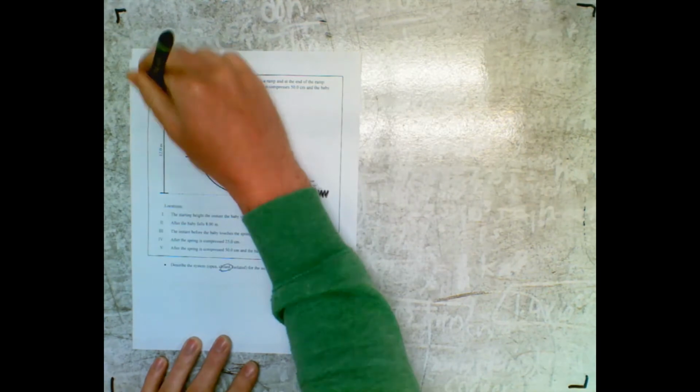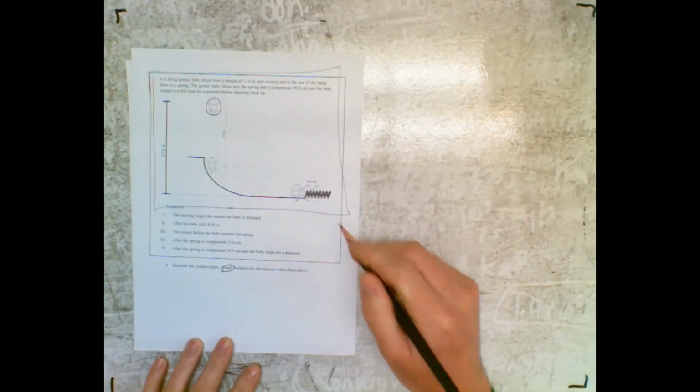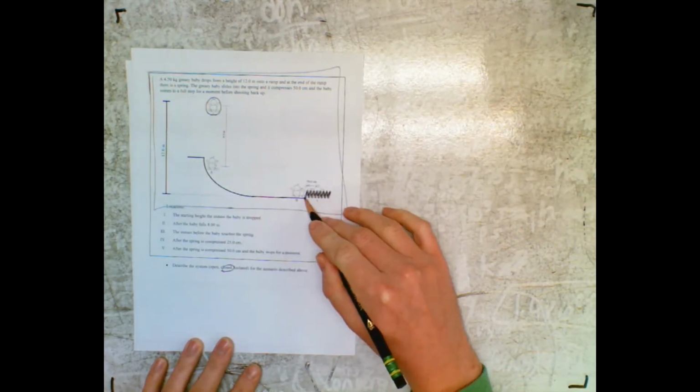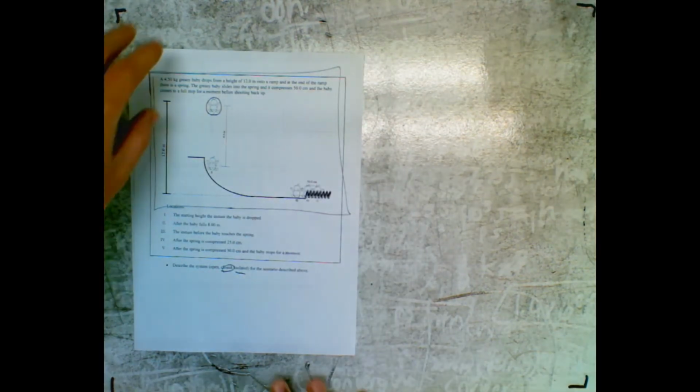But if you want to define your system as everything in this picture here, well, we have potential turning to kinetic, turning to spring potential energy. None of the energy is leaving that box. So then it would be an isolated system, if that's what we're defining it as.